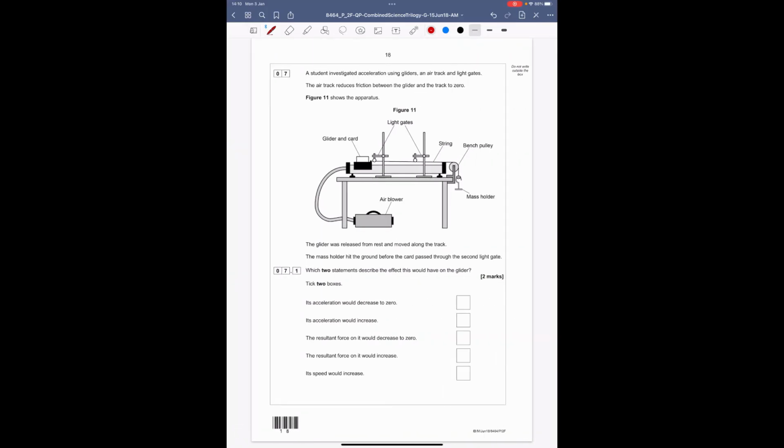Question number 7 then. A student investigated acceleration using gliders, an air track and light gates. The air track reduces friction between the glider and the track to 0. So effectively, the glider doesn't actually have any contact with the track because you've got air being pushed up on it, and that makes all the friction disappear. So figure 11 shows the apparatus.